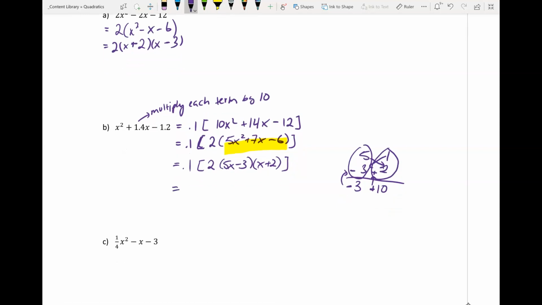And then to finish this off, I can multiply the 2 with the 0.1, which is 0.2, and the rest remains.